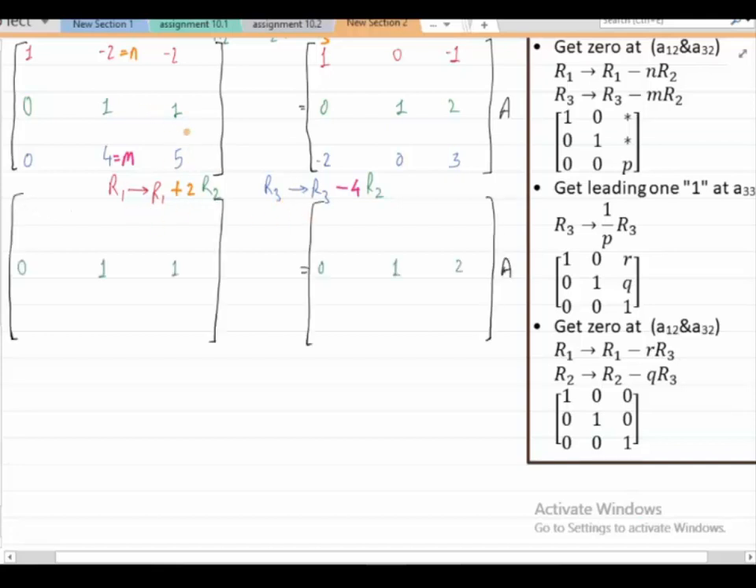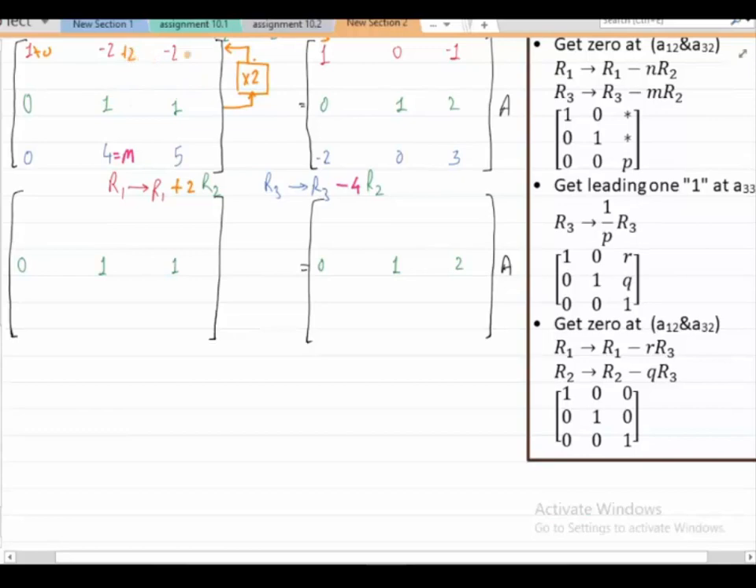Now our first row is transformed by R1 plus 2 R2. That means we have to multiply the second row by 2 and then add it to the first row. So we'll get 0 2s are 0, 1 2s are 2 plus 2. Same thing on the right side will give us 0, 2 and 4, which will give us 1 0 0, 1 2 3.